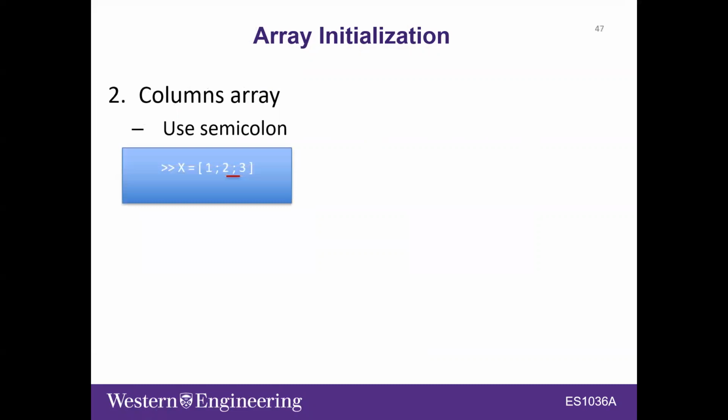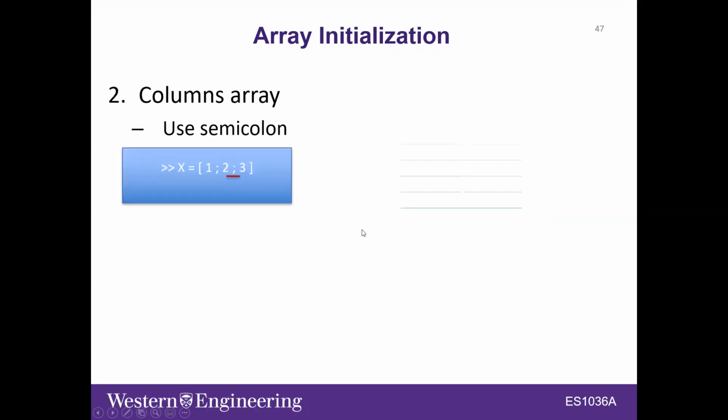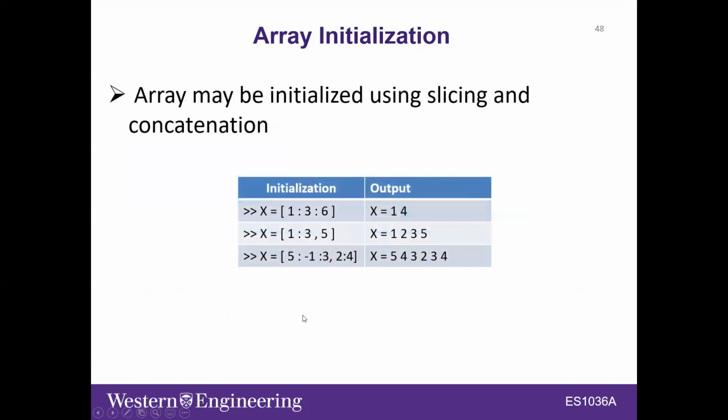Use the semicolon, and it would be a column array. It's an array, but in the vertical direction. Without using the semicolon, or with a normal comma, it would be a horizontal array. Transpose, what do we mean by transpose? We will change rows to columns. Rows could be converted to columns, and columns to rows, using the transpose symbol.